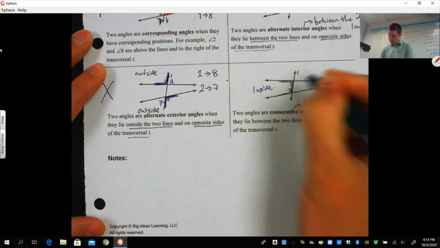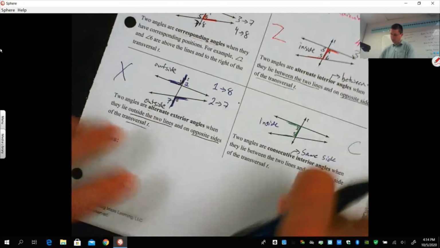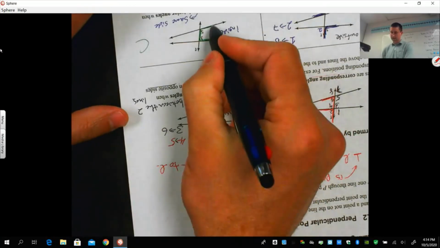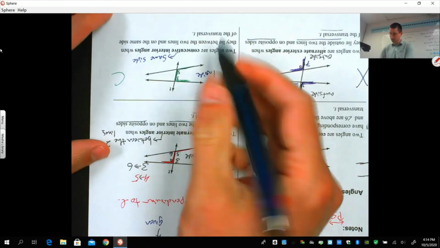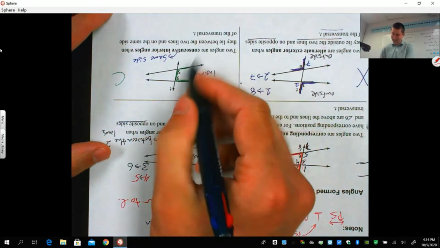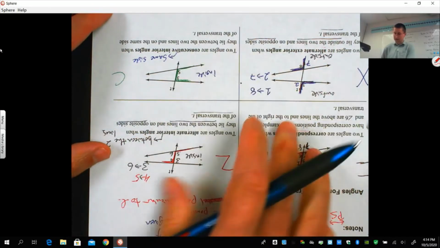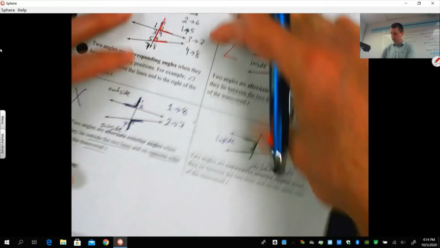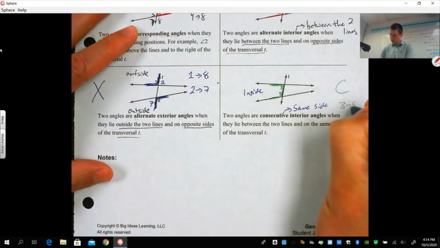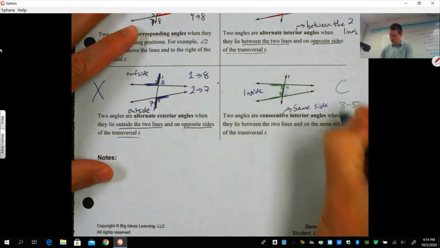Consecutive can be a C. Turn around here. You see the C? Can you see the C? Not from Kansas, you can't. So there's the C, 3 and 5, those are consecutive interior angles. 3 goes with 5, I could put 4 and 6 in there, 4 goes with 6.